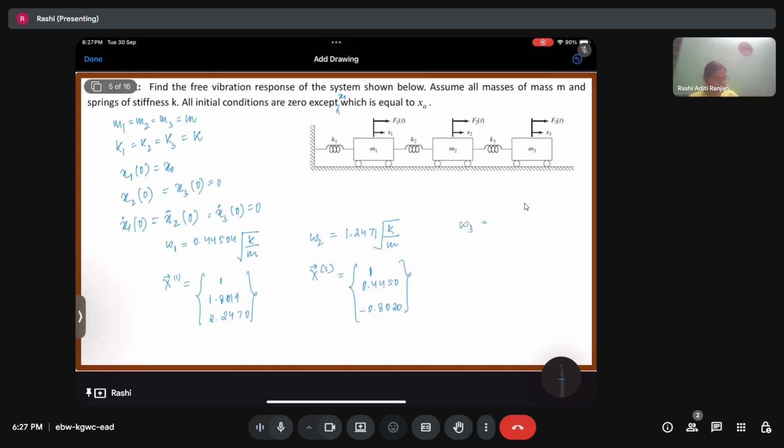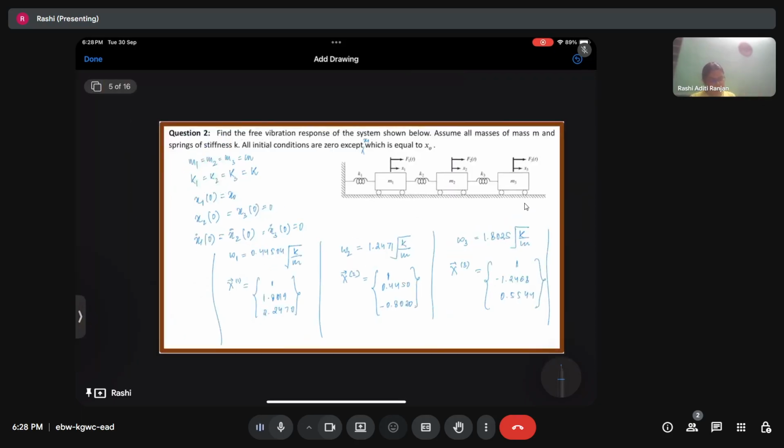Omega 3 was, I guess, just a second. Let me see, I must have written it somewhere. Yeah, 1.805 root k by m, and the corresponding eigenvector was 1, minus 1.2468, 0.5544. So these are the three frequencies and the corresponding eigenvectors, and we are going to use these in order to find the general solution.